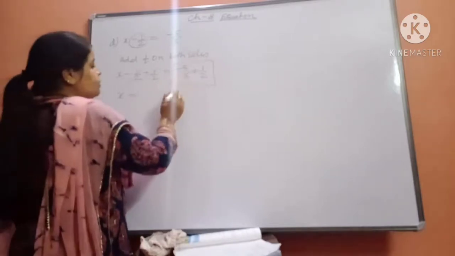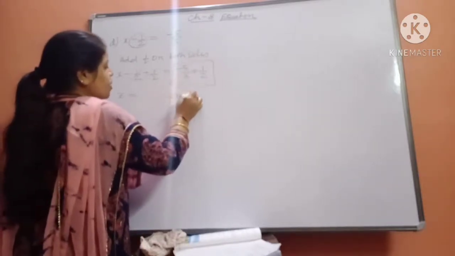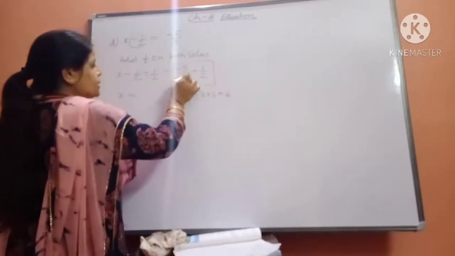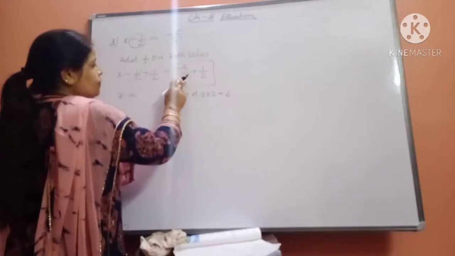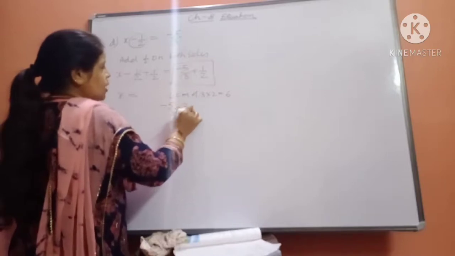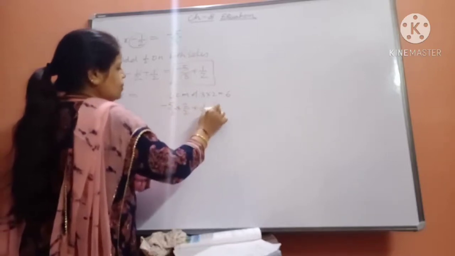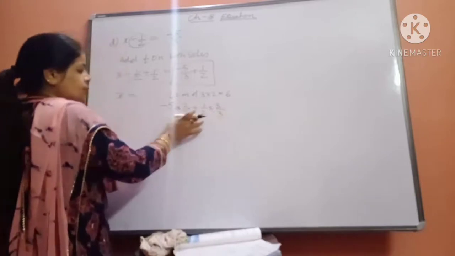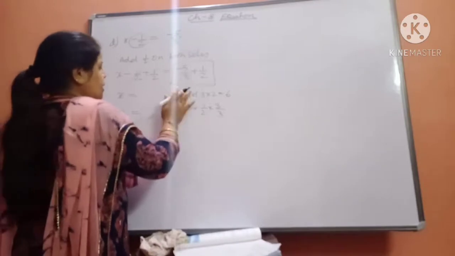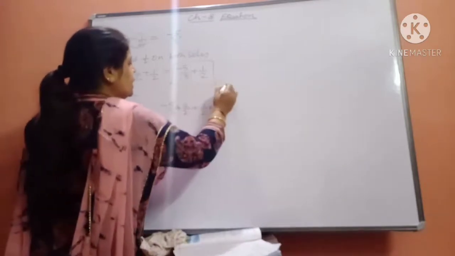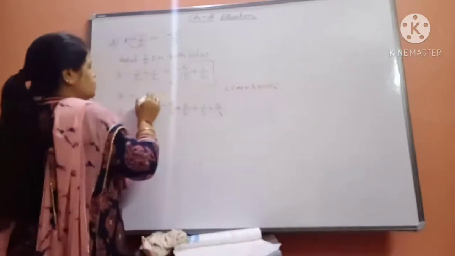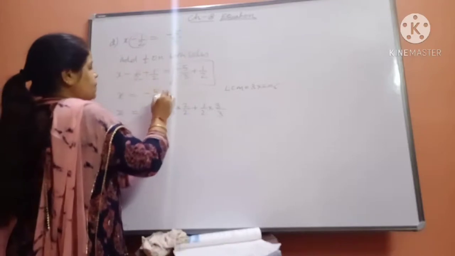Take the LCM of 3 and 2. LCM of 3 and 2 is 6. So we would like to make this as 6. So what we can do? Multiply it by 2: minus 5/3 into 2/2 plus 1/2 into 3/3. We will make equal the LCM denominators. So x is equal to, okay, here we will write LCM is equal to 3 into 2 is equal to 6. So x is equal to minus 5/3 and plus 1/2.